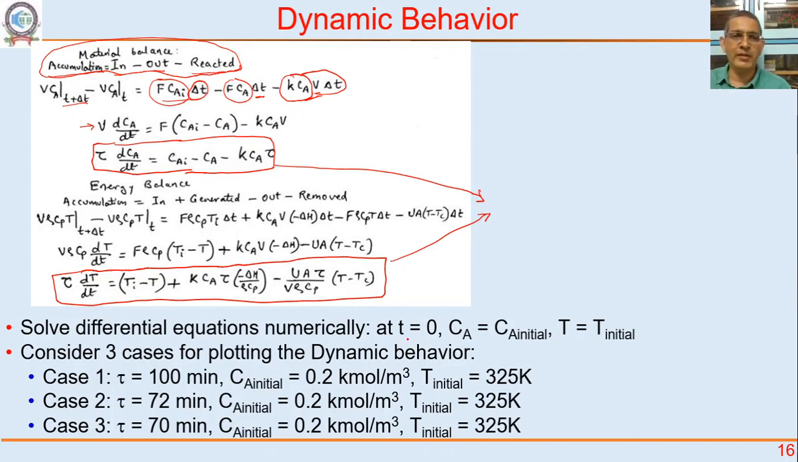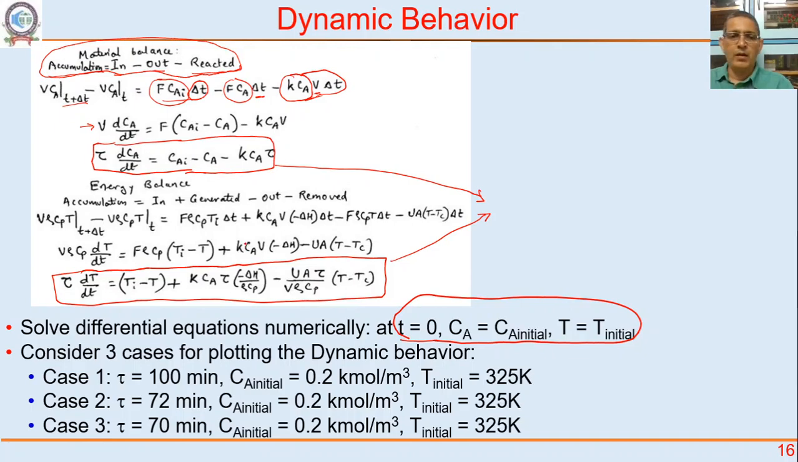I want you to solve these with respect to the initial condition. What is the initial condition? At t equal to 0, Ca is our Ca initial and T is T initial. And I want to do three cases. Case 1, tau is 100 minutes, Ca initial is 0.2, T initial is 325. Now we are going to keep this Ca initial same and just change tau from 100 to 72 to 70.